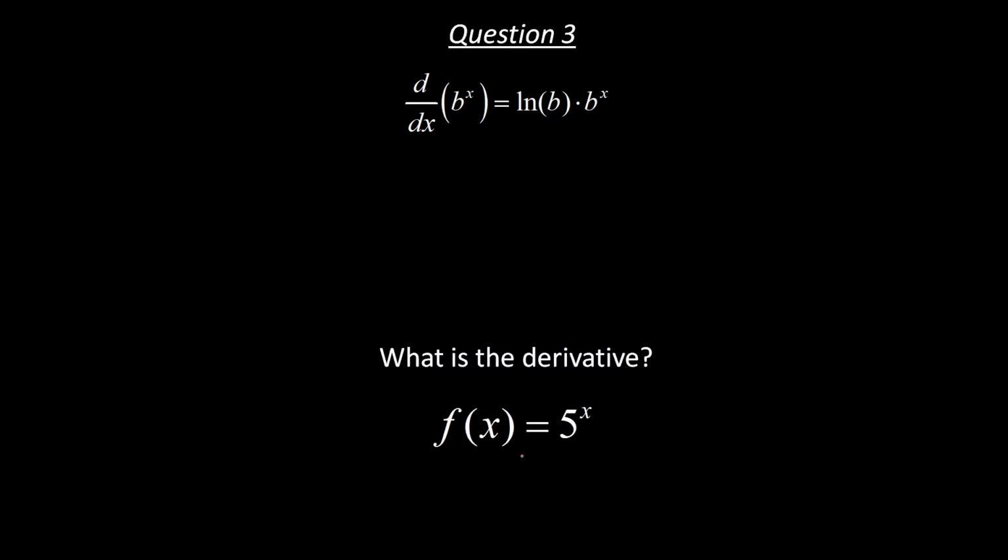So question 3, what is the derivative? Well, identify 5 as b, and so we'll have the natural log of 5 times 5 raised to the x.